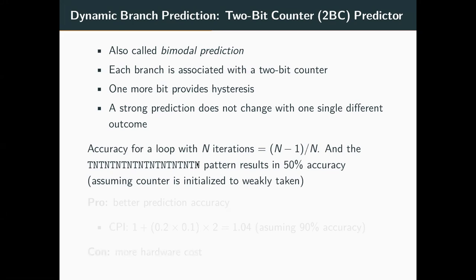So if we have a loop with n iterations, we're now only going to end up with n minus one mispredictions, because one misprediction won't affect our next prediction, which will be taken again. We also see that this pattern still might end up with 50% accuracy. If we're oscillating between the 2 states of taken and not taken, and we never get to a strong confidence in either one, we're still only going to end up with 50% accuracy.